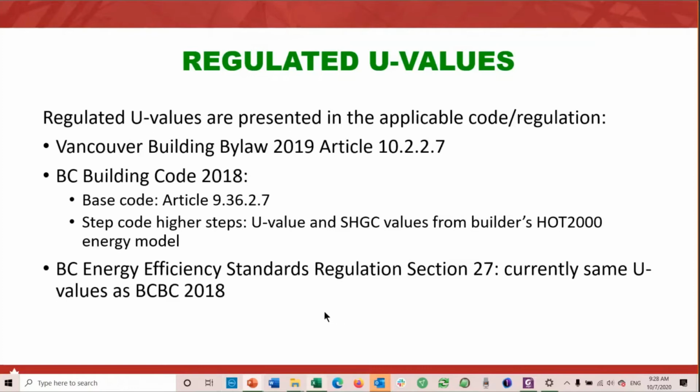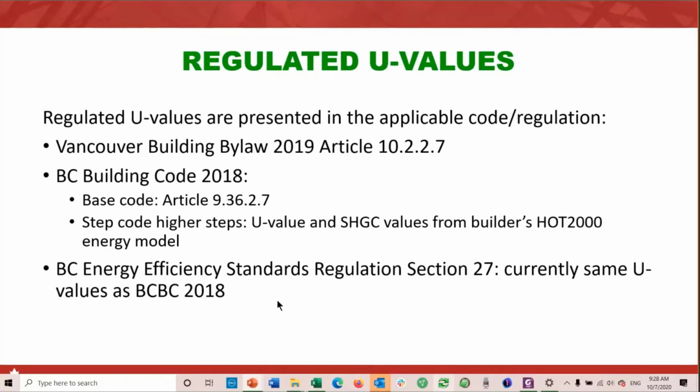There's also a BC Energy Efficiency Standards Regulation, and Section 27 stipulates the maximum allowable U values. The regulation is a regulation that applies to window and door manufacturers. They're not allowed to sell products that have U values higher than are permitted under the regulation. At this time, the Energy Efficiency Standard Regulation U values are the same as those of the building code, and generally they're never more aggressive than those in the building code.